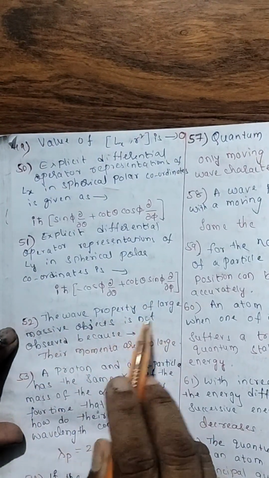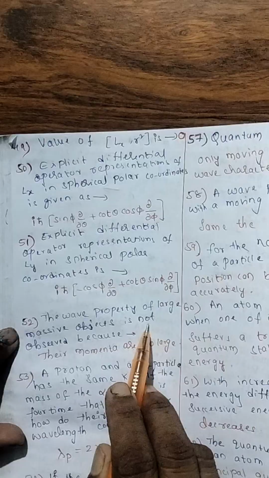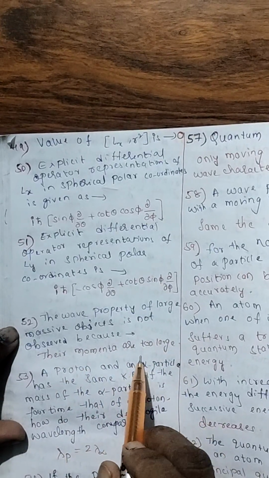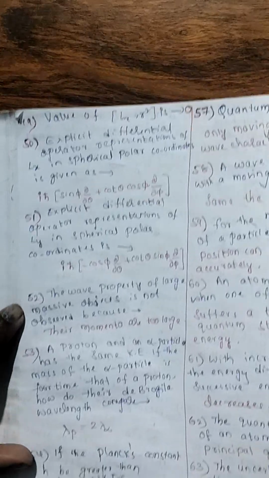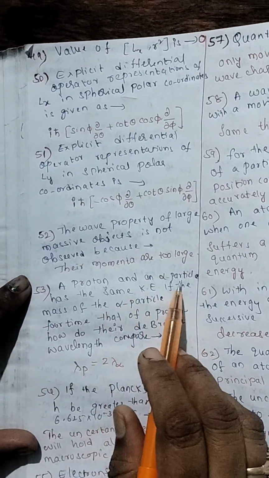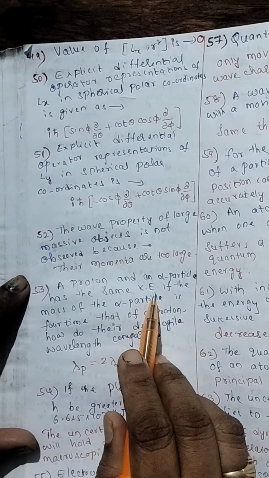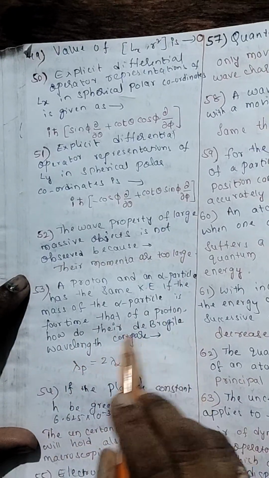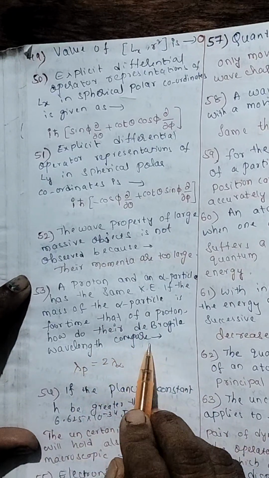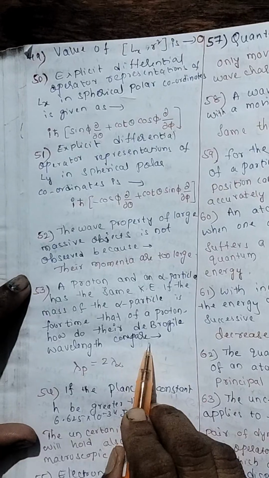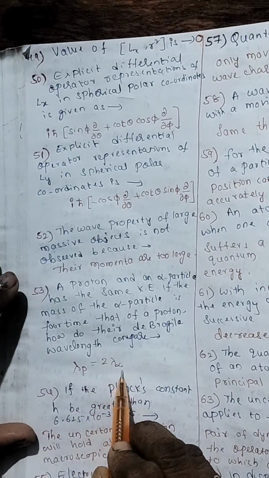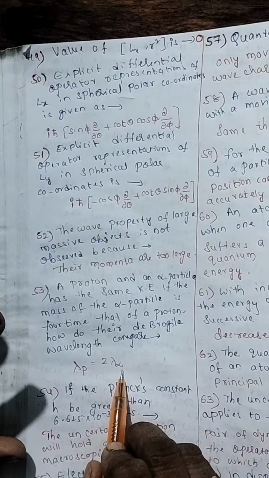Now, the wave property of large massive objects is not observed because their momenta are too large. A proton and an alpha particle have the same kinetic energy. If the mass of the alpha particle is 4 times that of the proton, how do their de Broglie wavelengths change? Compare, he says. So lambda of proton becomes twice the lambda of alpha particle.